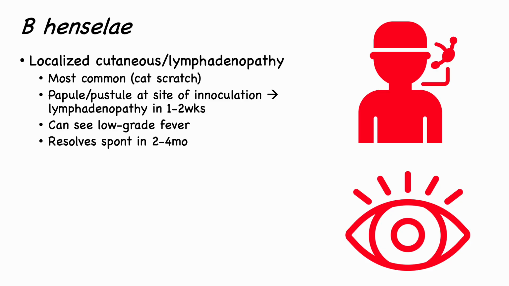It usually starts with a papule or a pustule at the site where you get scratched. Then you see lymphadenopathy wherever that site drains via the lymph system. Commonly, we see it in the axilla, as patients often are scratched on the hand, and it's uncommon to see systemic symptoms. Usually, it resolves spontaneously within a couple of months.